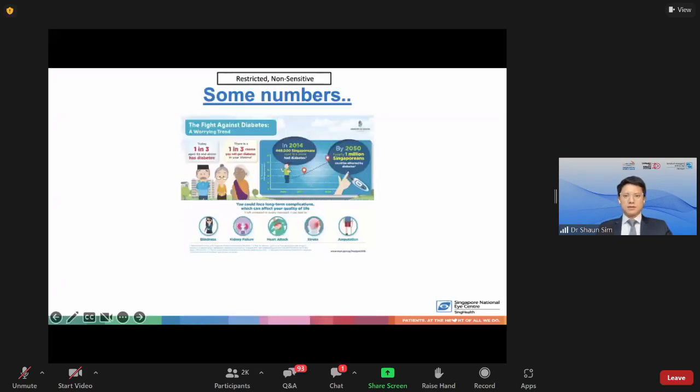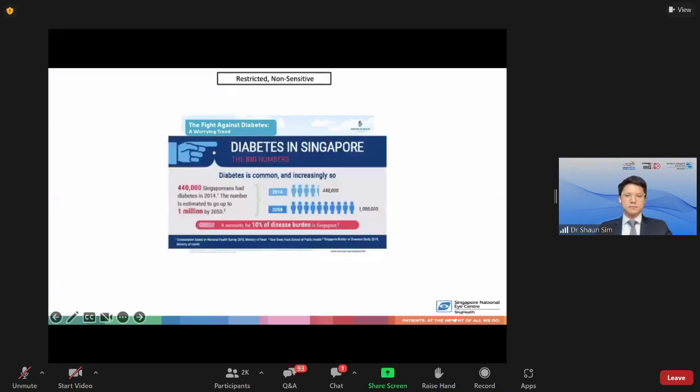Now, let's put this into perspective in Singapore. So a population survey that was done in 2010 showed that 1 in 3 above 65 has diabetes. Also, experts estimate that 1 in 3 will get diabetes in their lifetime. In 2014, 440,000 Singaporeans had diabetes. And by 2050, it was estimated that nearly 1 million Singaporeans could be affected by diabetes.